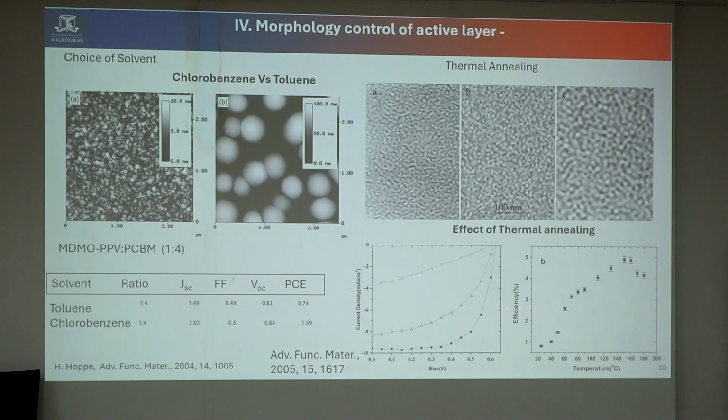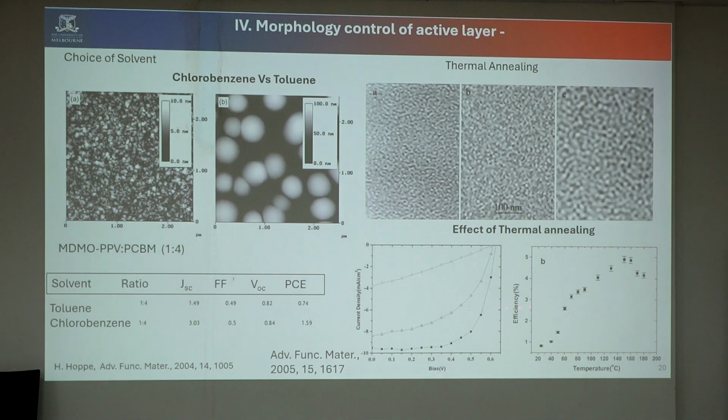Okay, now we can see the effect of solvent here. If you make devices in chlorobenzene, sometimes we can get a very nice phase-separated morphology. At the same time, when you use toluene, you get a very bulky morphology, which is not favorable. Looking at device performance, toluene gives a very low performance, only 0.74, but chlorobenzene gives around 1.6, nearly double the performance. That is because the morphology is not the right one.